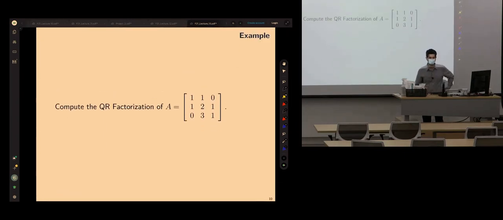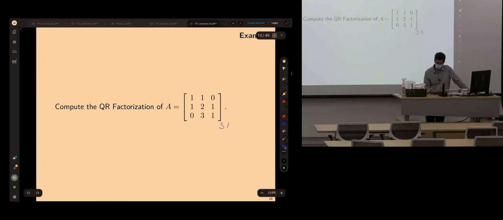So let's see an example before we talk about the triangular structure. Suppose we have a 3 by 3 matrix. We want to calculate the QR factorization of this matrix. What should we do?